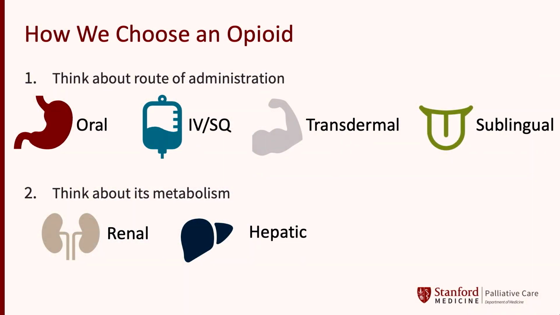So again, just to kind of pull the curtain back on what your providers might be thinking about when they're choosing an opioid, as we think about, well, what's the easiest way for my patient to take this? Are they able to swallow things okay? Do they need something that can be absorbed just under the tongue, on the cheek? Do they need a patch? And then we think about how it's metabolized. Is this person's liver, their kidneys, are they working okay? How can I make my best selection based on all those factors?